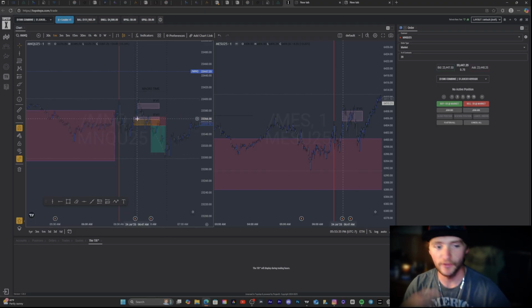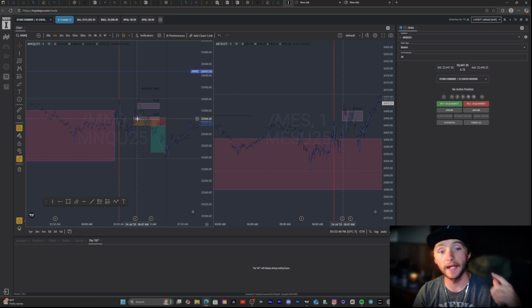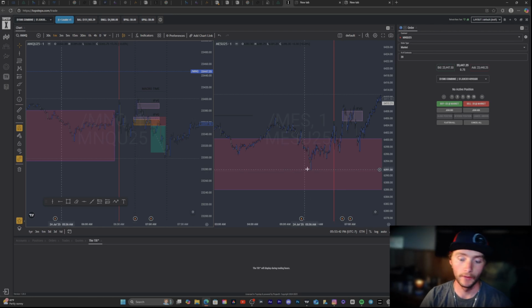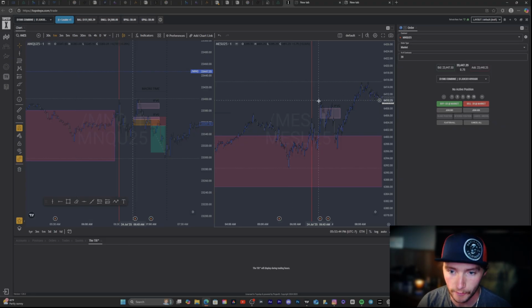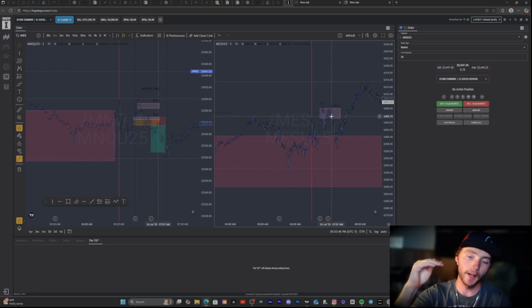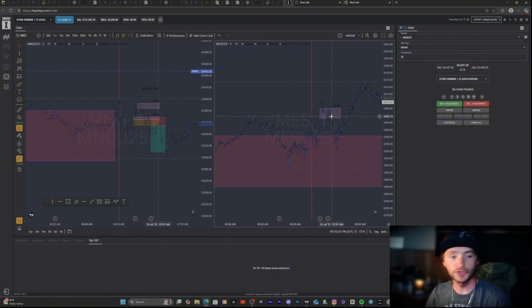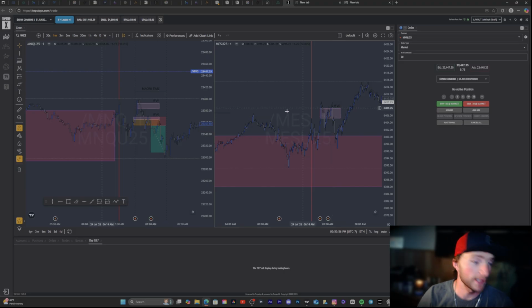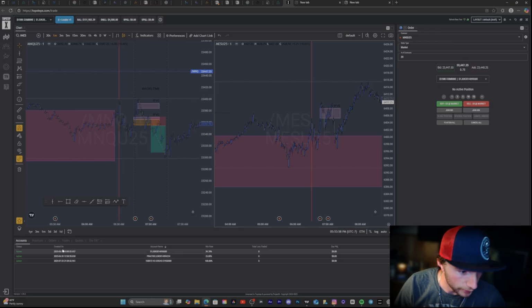So we had the inverted fair value gap, we had the breaker block, that was the entry. Matter of fact, I had entered this position twice. As you guys can see here, ES had come back up and broke above the inversion of this gap, causing me to hop out of the position. I ended up closing that position roughly around break even. Actually, I can show you here.